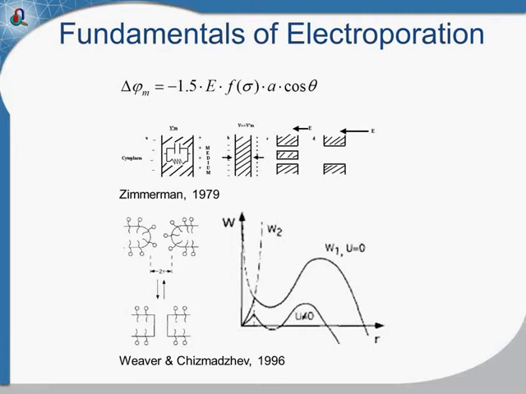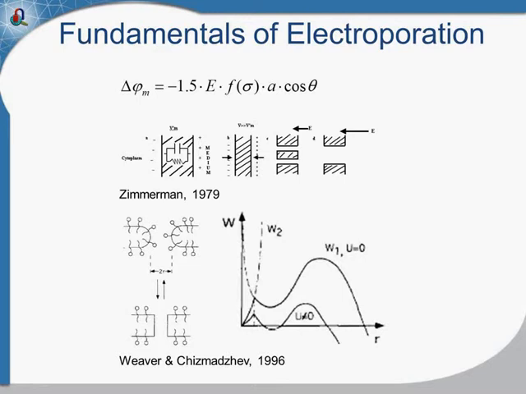Now, each cell has some transmembrane potential naturally, but once we apply the external electric fields, we actually increase it. And this first equation shows the increase in transmembrane potential after the application of the electric field. So in this equation, E is the external field, F is some geometry factor of the cell and the conductivities, and theta is the angle between the electric field direction and the location on the cell membrane.